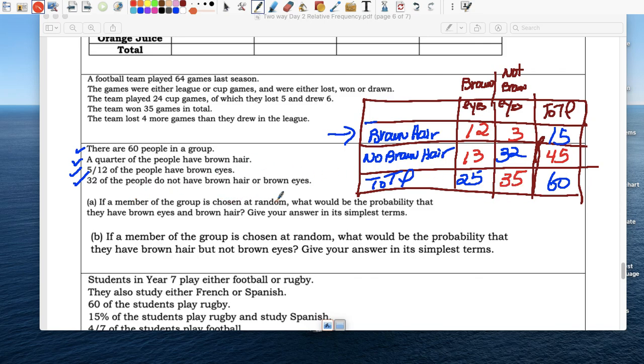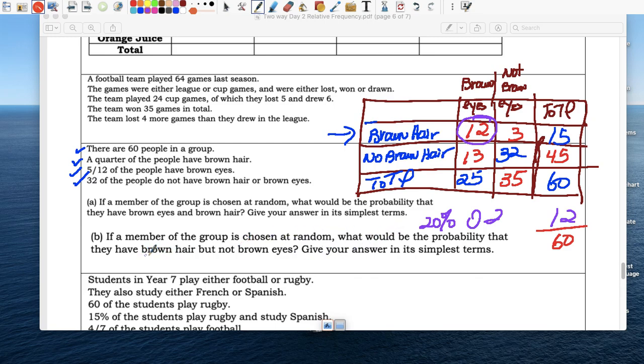If a member of the group is chosen at random, so if a member of the group out of the 60, what's the probability that they have both brown eyes and brown hair? So where's that group? I have brown eyes and brown hair. It's right here. So 12 out of 60. We want the percent. Give your answer in simplest terms. So it's 12 out of 60, which is 0.2 or 20%.